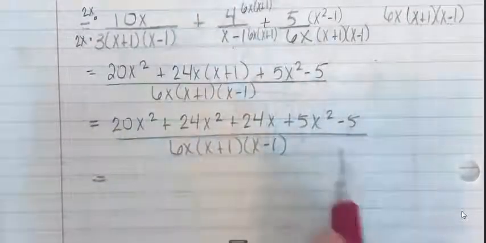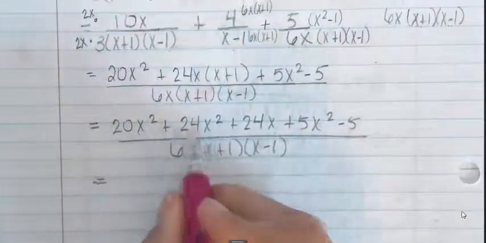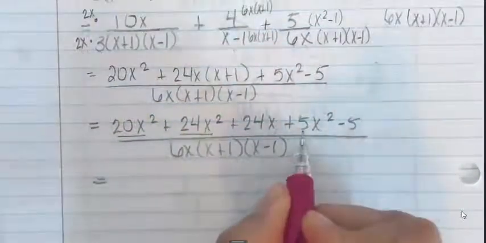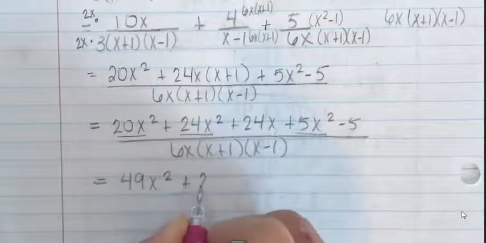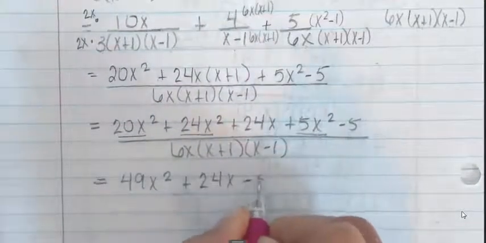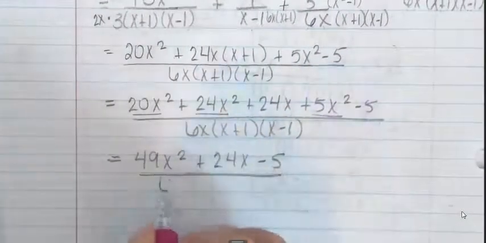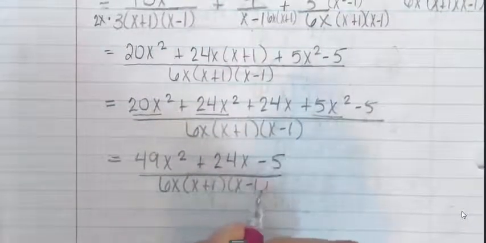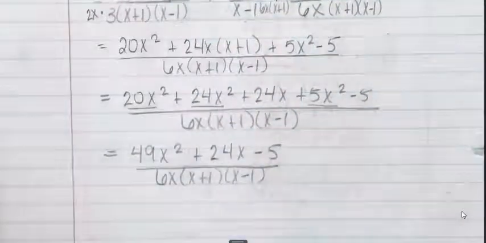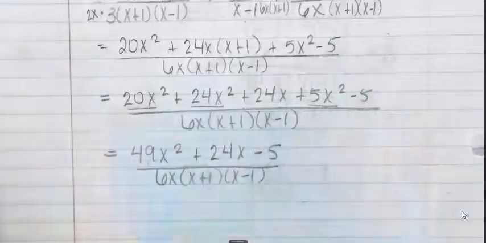Continuing to simplify that numerator. I guess 44x squared. Oh, 49, right? I've got this one, and this one. So 49x squared plus 24x minus 5, all over that 6x, and the x plus 1, and the x minus 1. So the only thing left to do at this point is to see if I can factor the numerator into any of these factors and see if they'll reduce.